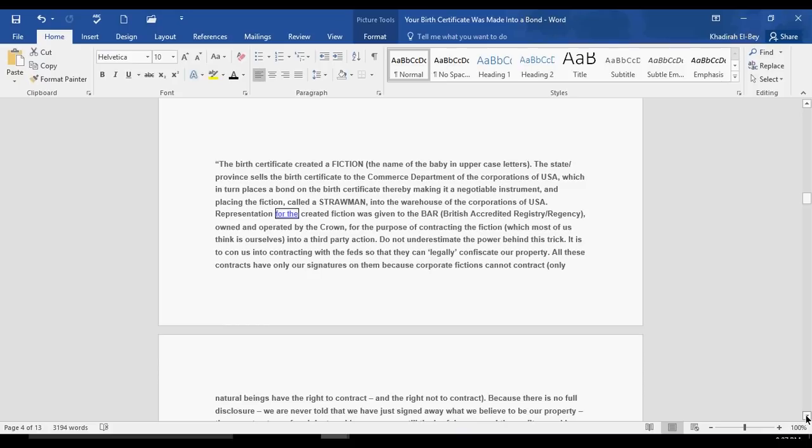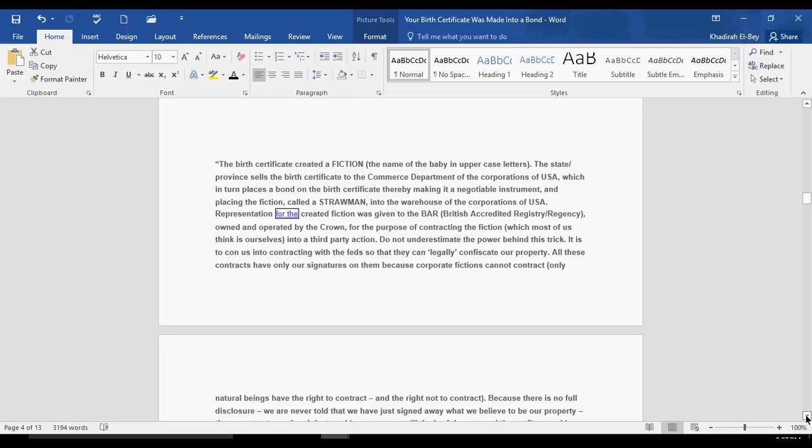Right, then it goes to a subsidiary, Depository Trust Clearance Company or Corporation. Representations for the created fiction were given to the BAR, which is the British Accreditation Regency or Registry, owned and operated by the Crown, for the purpose of contracting the fiction, which most of us think is ourselves, into a third-party action. Do not underestimate the power behind this trick.